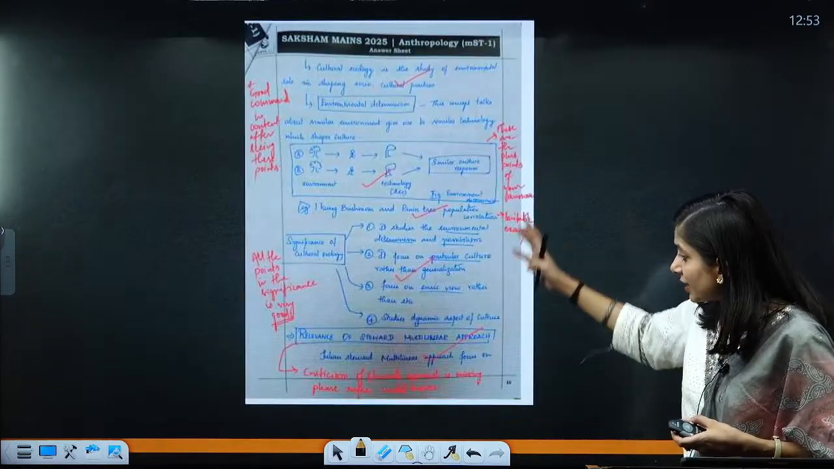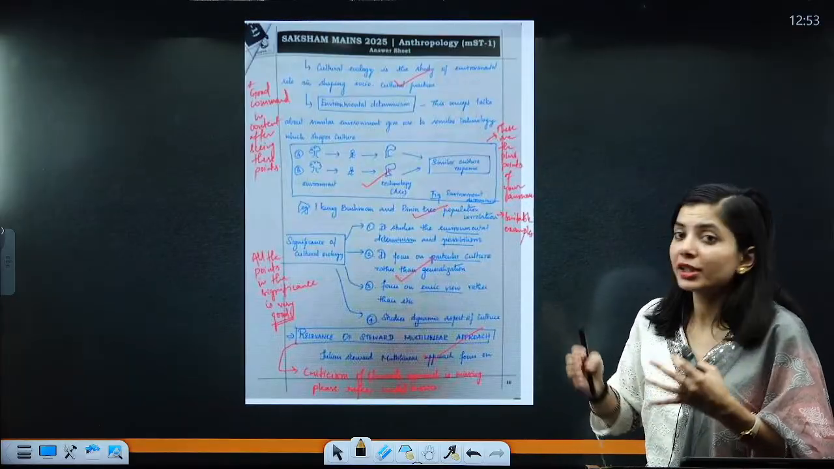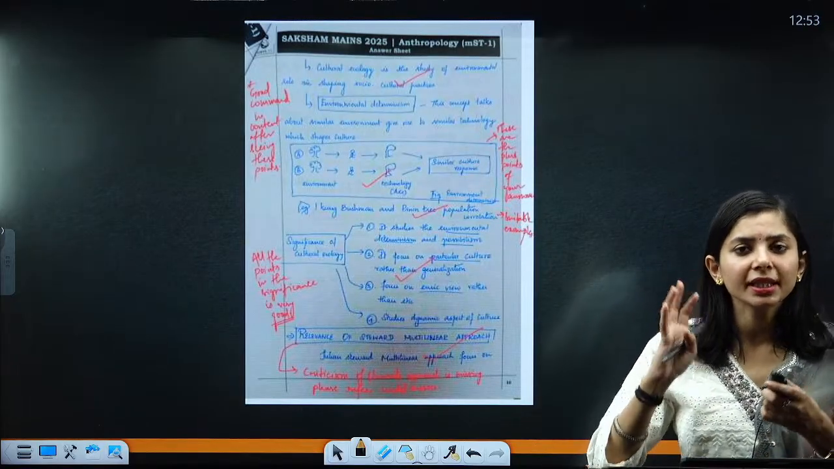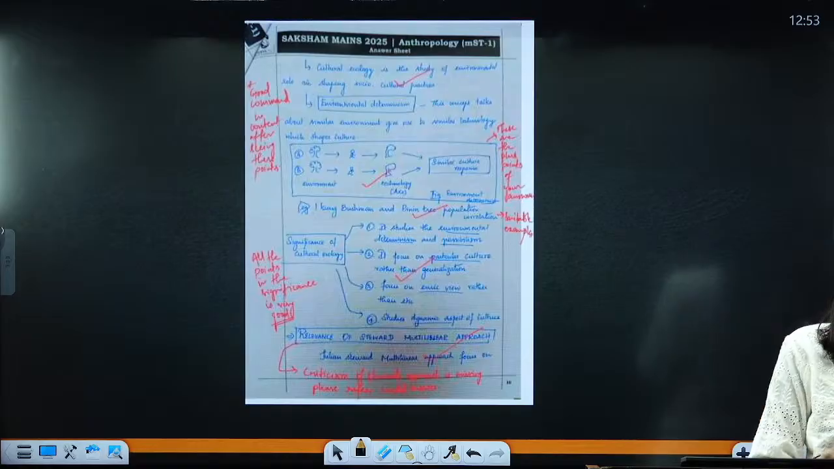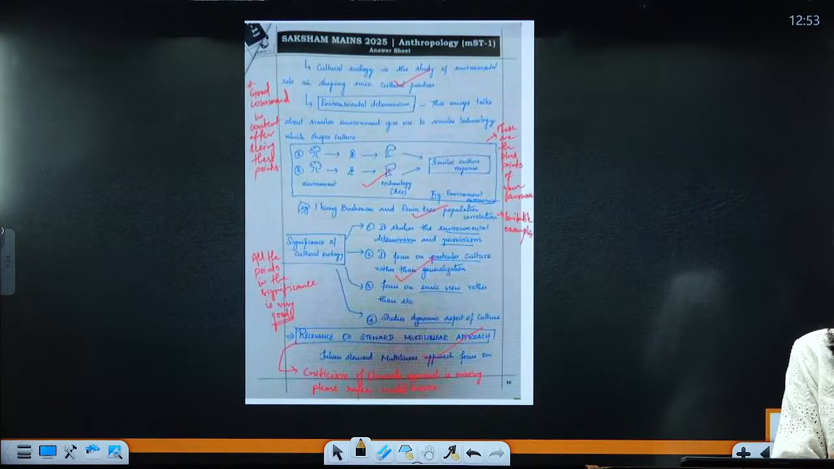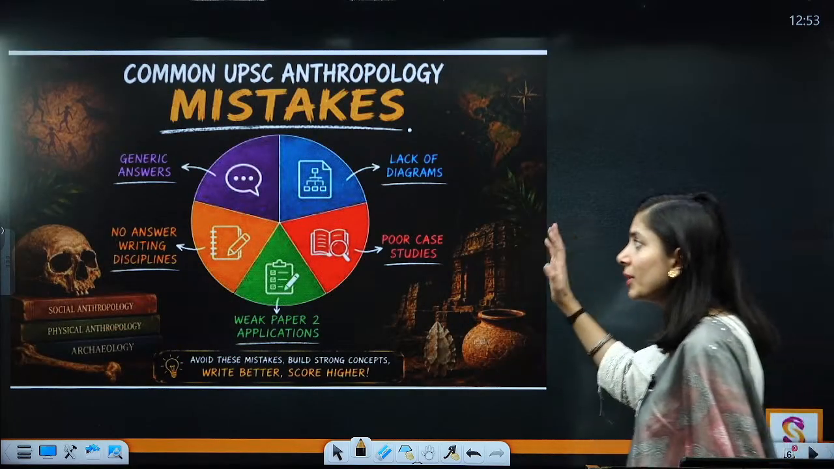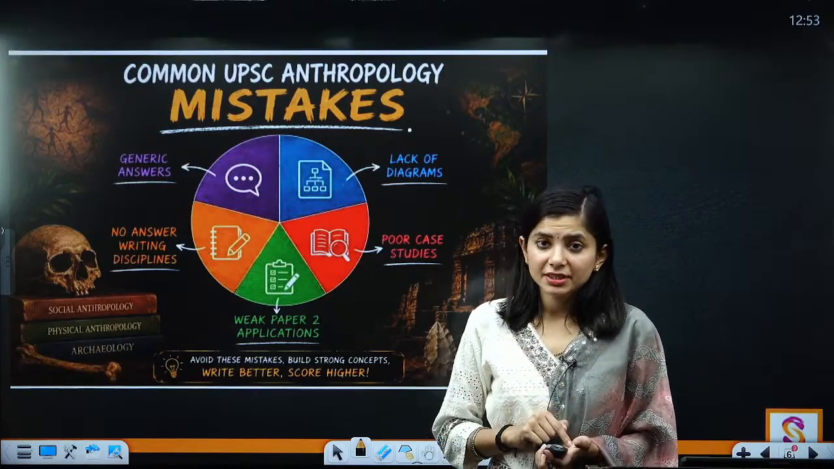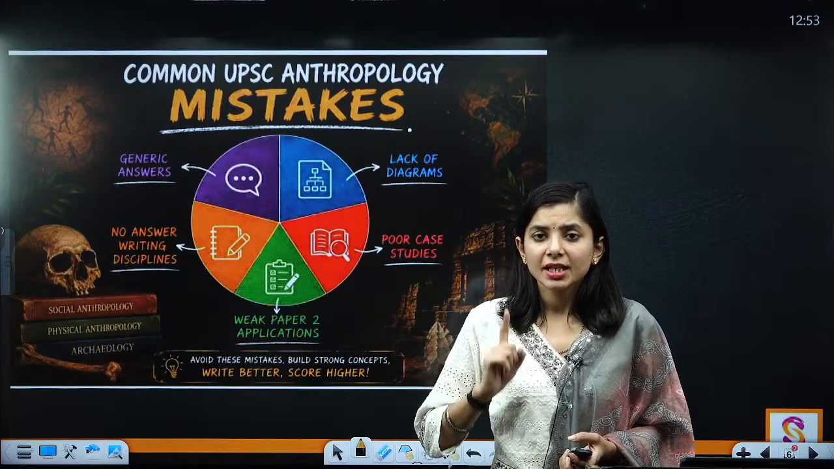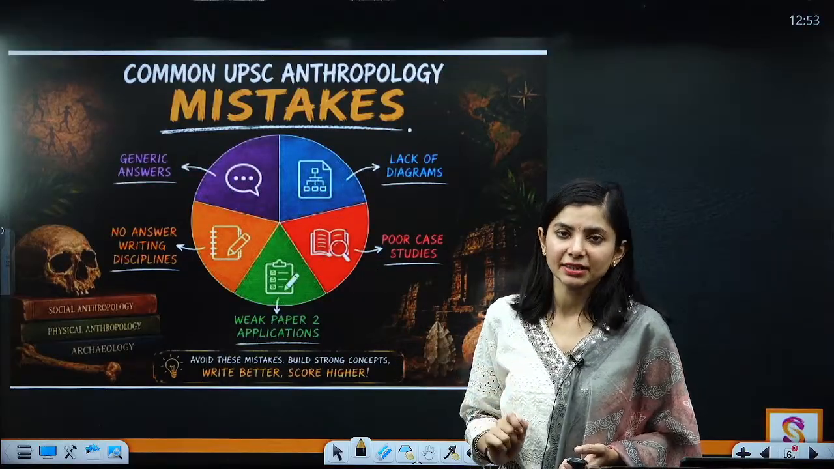The answer should include the proper conclusion. The answer should include the proper diagrammatic representation. So you can see the difference: whenever we are talking about answer writing, it should avoid the common mistakes. From the very first day when you are having a dream to prepare for UPSC Mains 2026, from today itself you need to avoid these common mistakes while writing the answers.